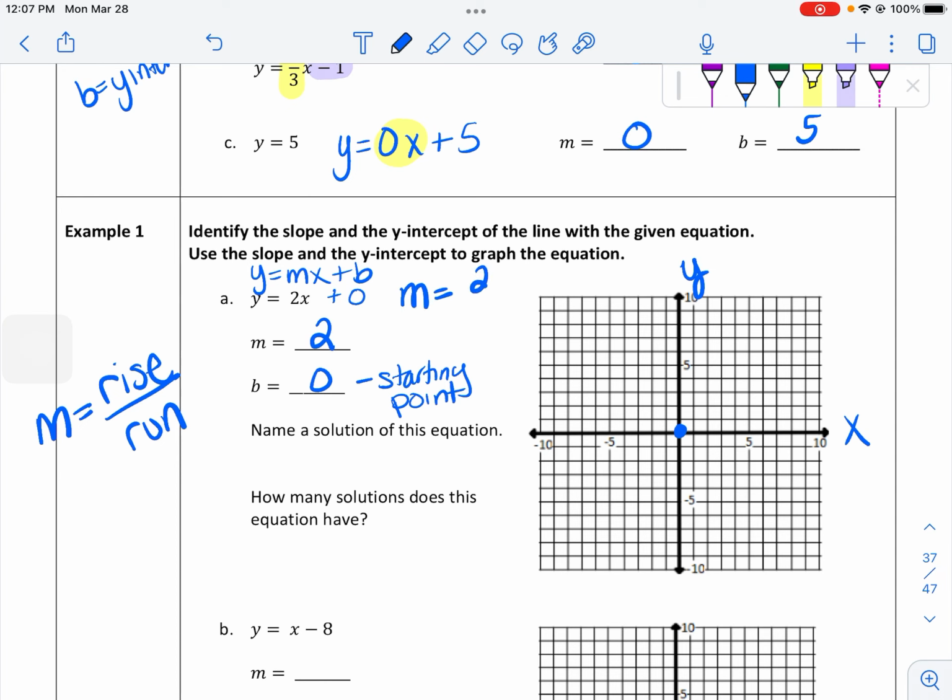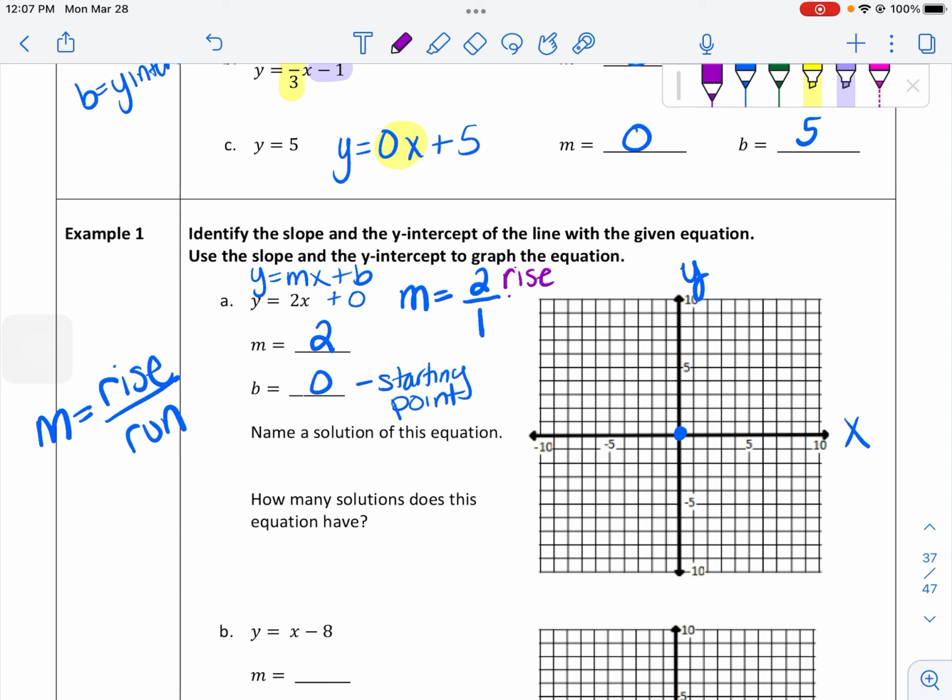Just like when we work with a whole number and we multiply it by a fraction, remember you can always put a whole number over 1. And we're going to want to do that because 2 over 1 is the same thing as 2, and we want a rise over a run so we can graph it. So that's positive 2, positive 1. Positive direction is up, and then positive 1 is to the right.